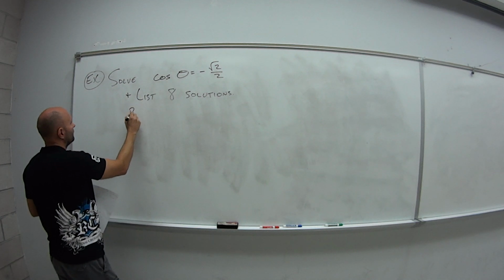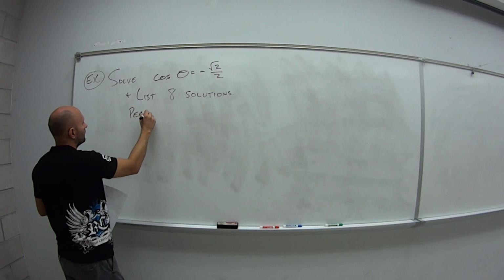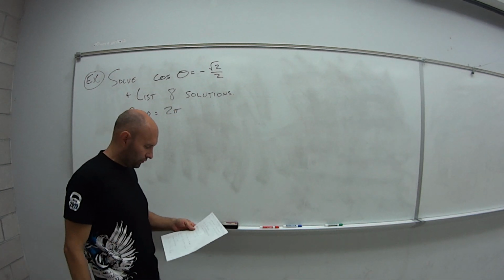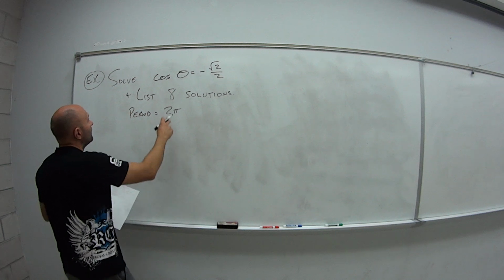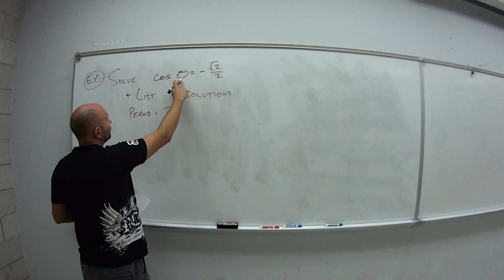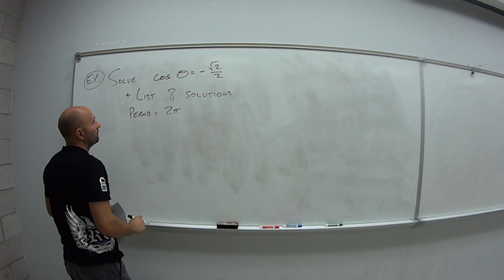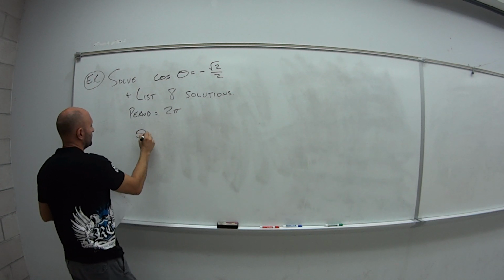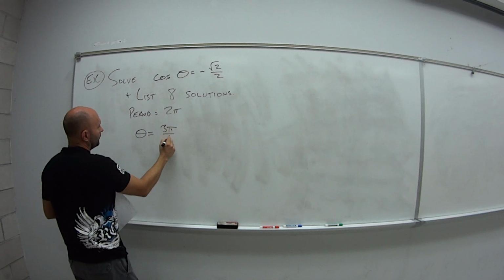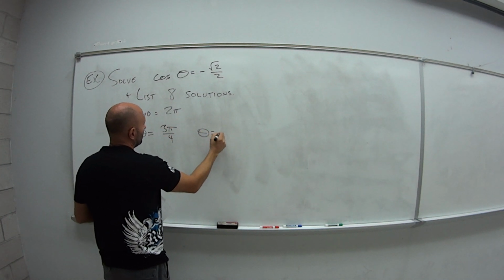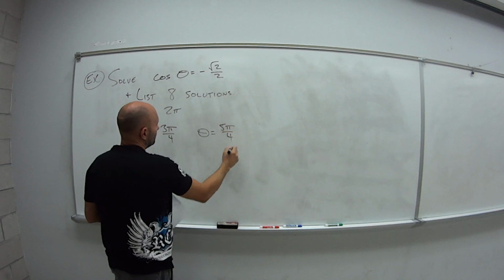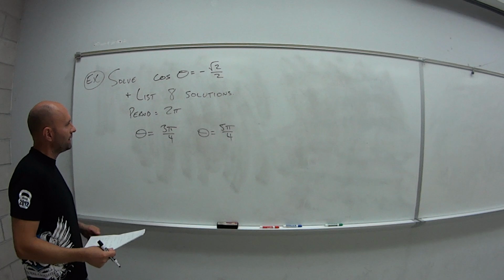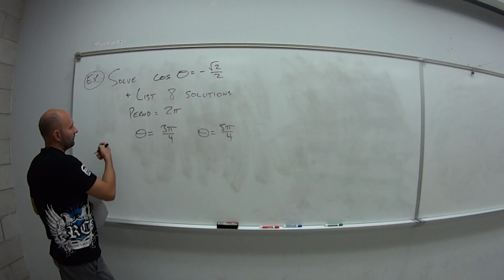So again, our period for cosine is 2 pi. So that'll help with our formatting for all the possible solutions. Then where is cosine of theta equal to negative square root of 2 over 2? So that's what? It's at theta is equal to 3 pi over 4, or theta is equal to 5 pi over 4. So there's 2 solutions already, when our k is 0.